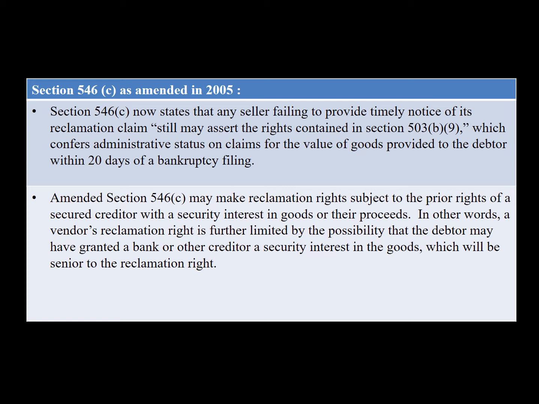Another important change in the verbiage on 546C, which is bad for reclamation claimants, is that there's another division in the courts. Some courts have decided that the new verbiage means that if the debtor had a new secured lender with rights against all the property of the debtor, which by the way is typically the case, then those new lien rights are going to trump the reclamation rights in the property that's trying to be reclaimed. There's a division in the courts here too. We'll go into some of these cases.